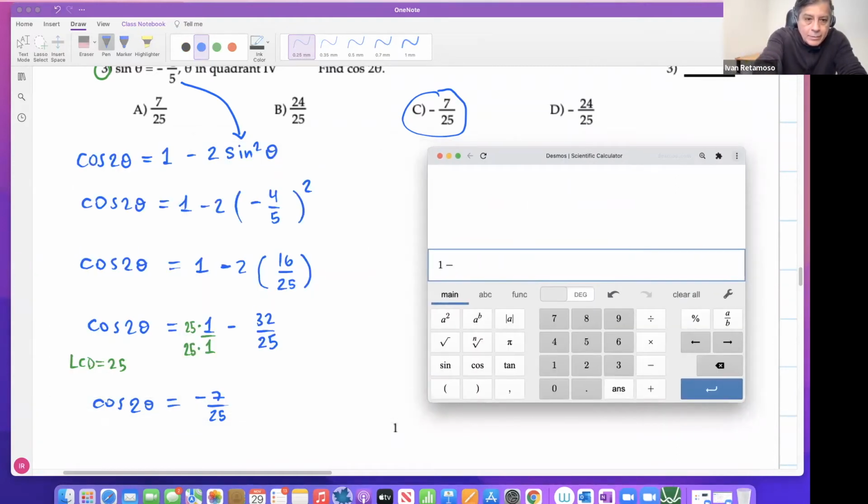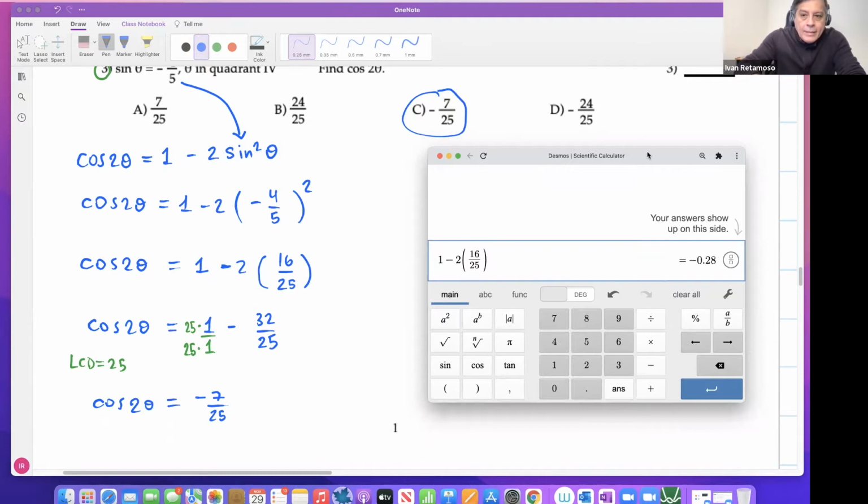1 minus 2 times 16/25, right? Very good. You get by default the decimal answer, right? But you want the fractional answer, right? Convert to fraction, so -7/25. You see, guys, right? So in case you have difficulties working this out, if the numbers are not friendly, use this tool, okay? Don't get stuck. At this point, you need to use all the tools that you have. All right, great, -7/25. All right, one way or the other.